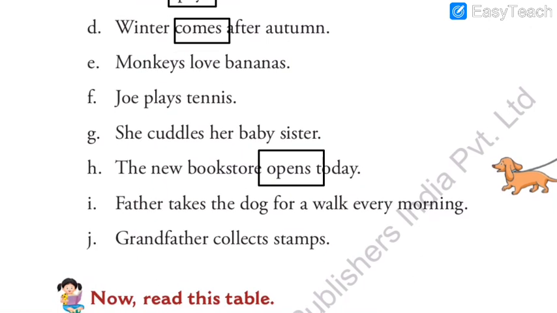So the last sentence of this exercise, I mean to say, is this one: Grandfather collects stamps. Stamps are like this square, and it is used in the postal letters. So the grandfather collects stamps. Now what does the grandfather do? He collects. So to collect is also the verb, right? It is also the action.